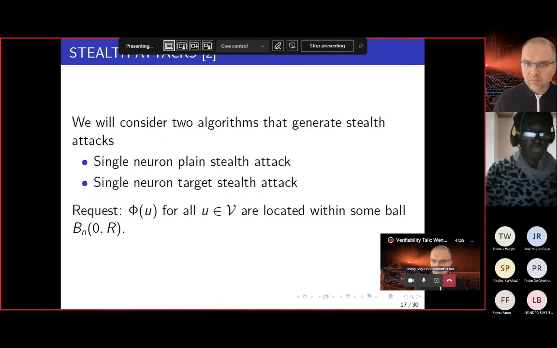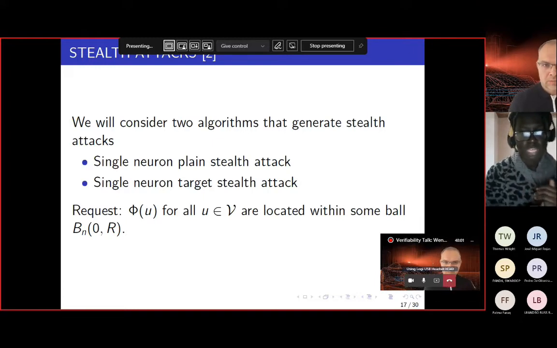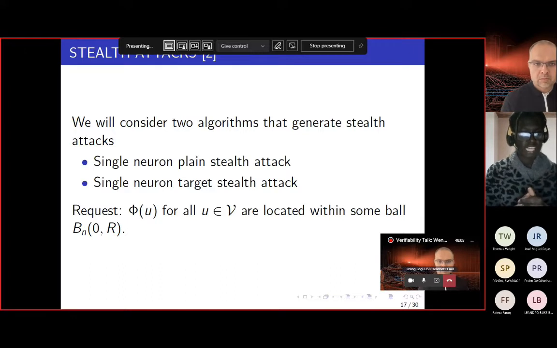So I will consider two algorithms which were introduced by Tyukin et al. in the feasibility and inevitability of stealth attacks. In their work, they dealt with single neuron stealth attacks. So this is where you're attacking a single neuron in order to attack the whole system itself for a deep neural network. And in order to do that, they also added that additional information was needed from the validation set. They requested that the latent representation of all the elements in the validation set needed to be located within some ball which has a radius of R, and this radius is known to the attacker.